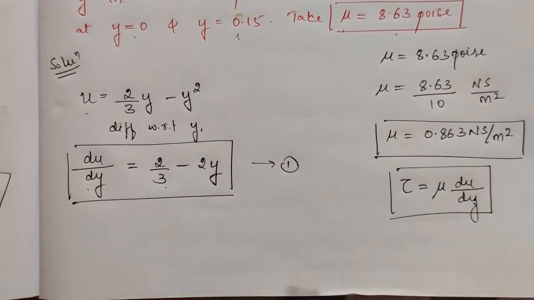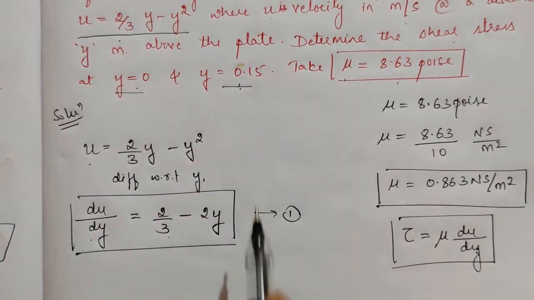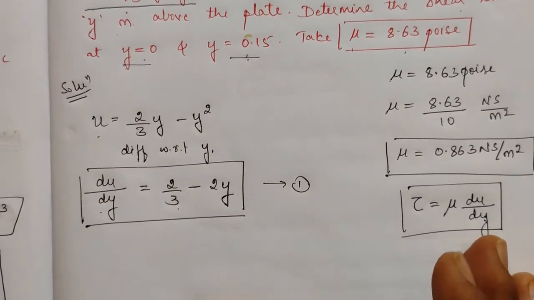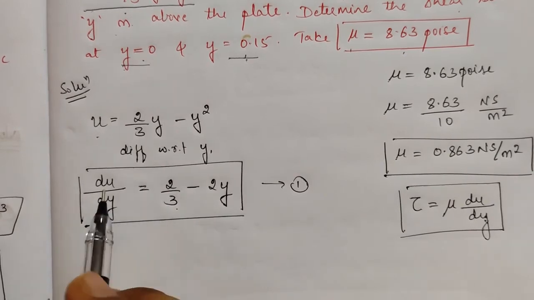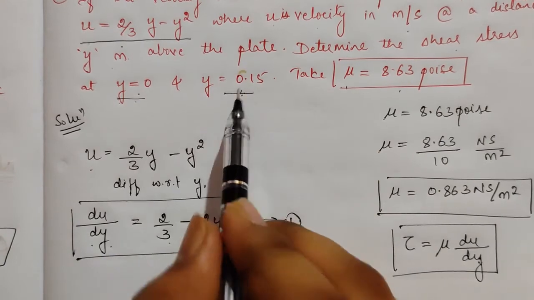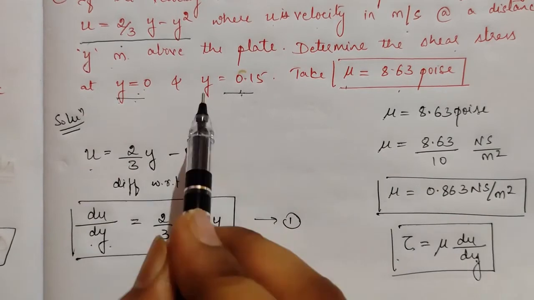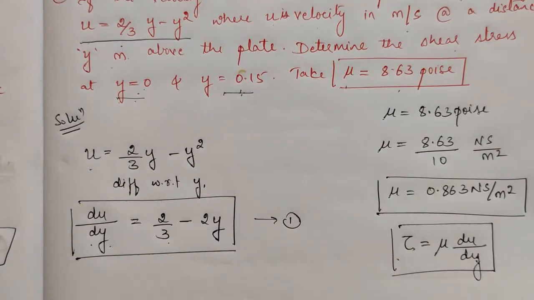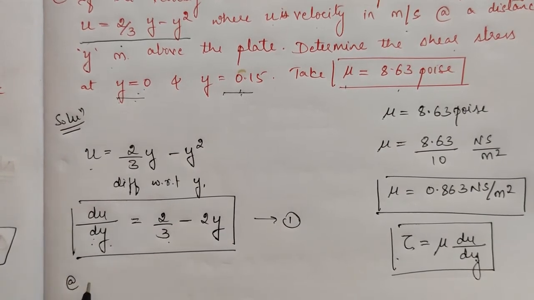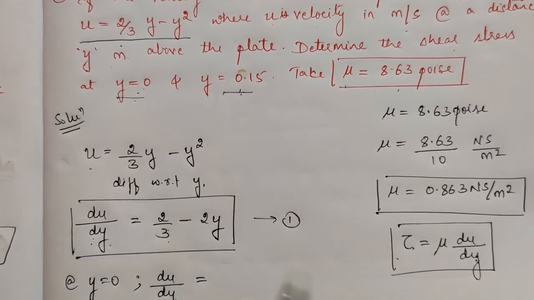See here. What we have to find is at y is equal to 0 and y is equal to 0.15. Now what values do we need? du by dy when y is equal to 0, and du by dy when y is equal to 0.15. Why? Because we need to find tau at 0 and tau at 0.15. So for that, what do we do first? At y is equal to 0, du by dy is equal to 2 by 3.